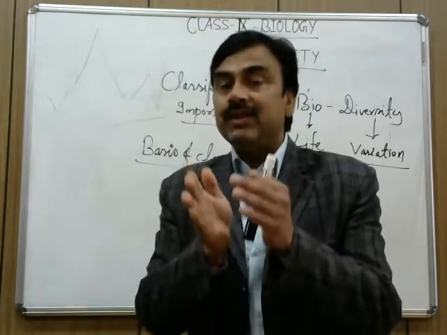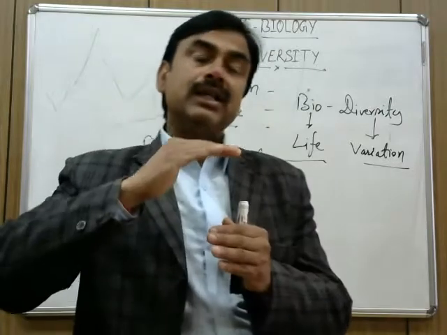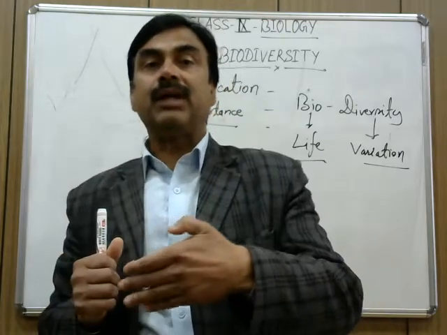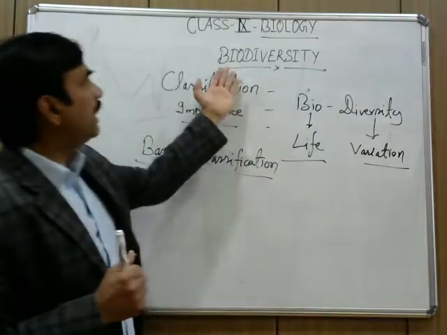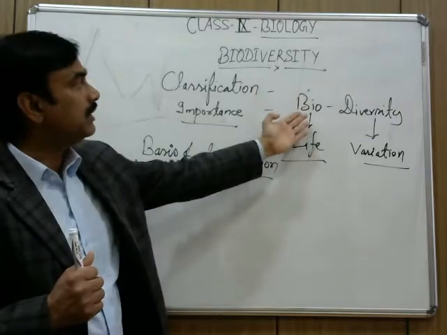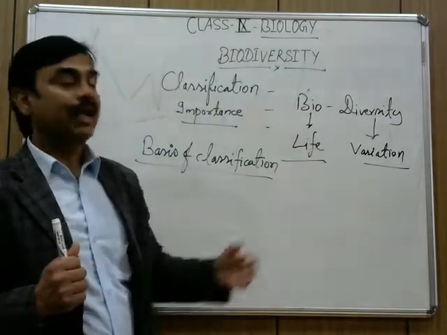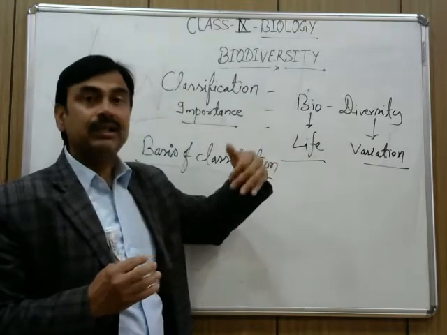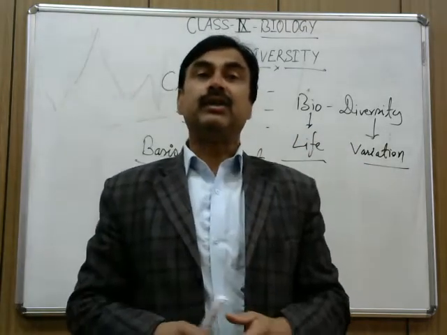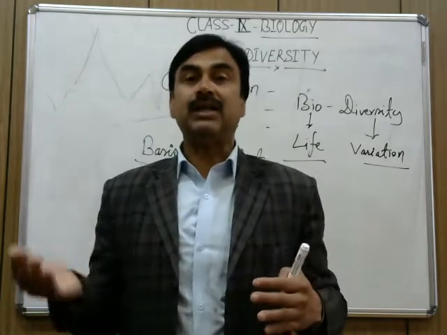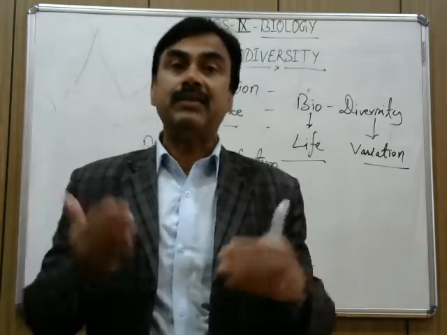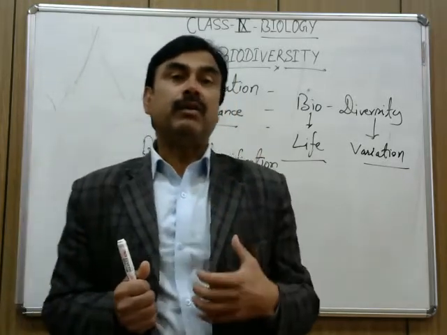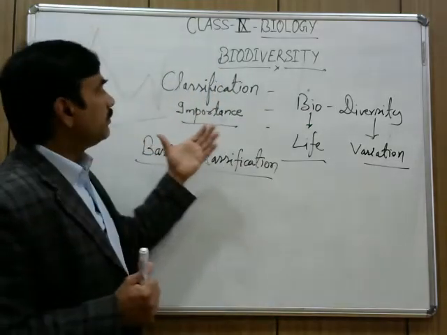So what is the easy way to understand classification? That is to break these terms into two parts. When there is one word like biodiversity, I already explained that bios means life and diversity means variation. So when we study the different forms of life, the plant kingdom, the animal kingdom, the different types of plants and animals, we have to complete that study. So beginning with classification is very important.